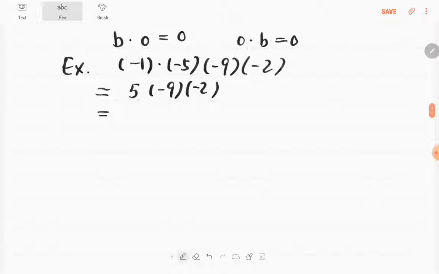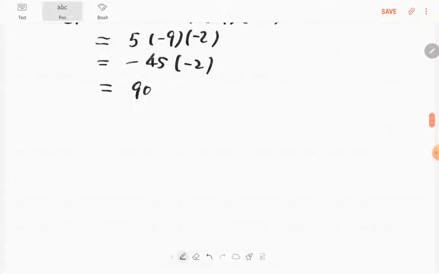Let's check the second step. 5 positive, -9 negative. So different sign, our answer will be negative. 5 times 9, so that's 45. The last step, we check the sign first. Negative, negative, so our answer should be positive because they are the same sign, right? 45 times 2, we will get 90, and it's positive 90. So we can do it from left to right.